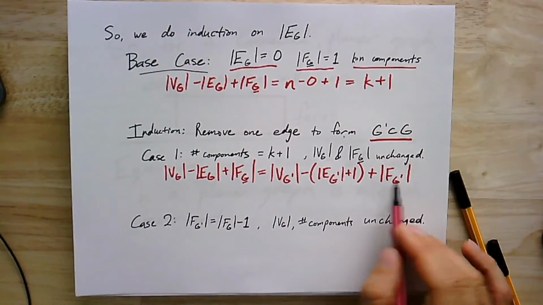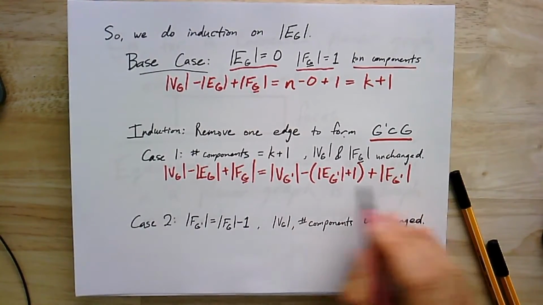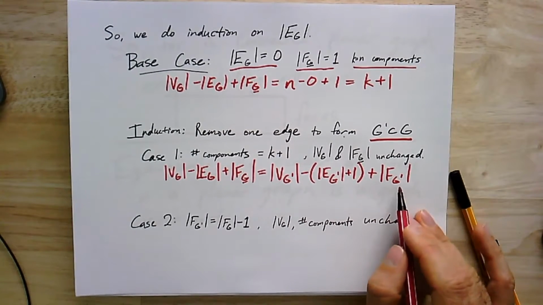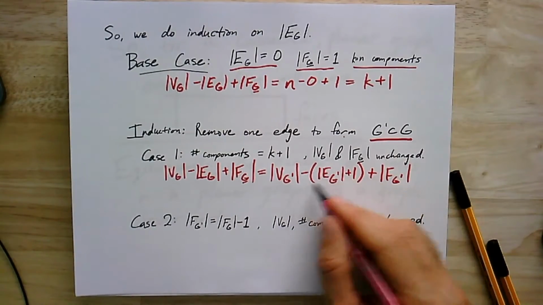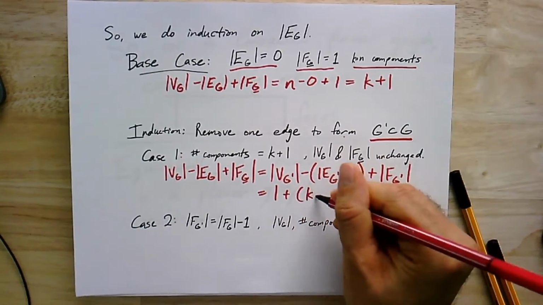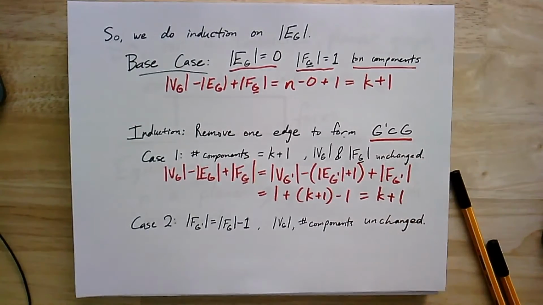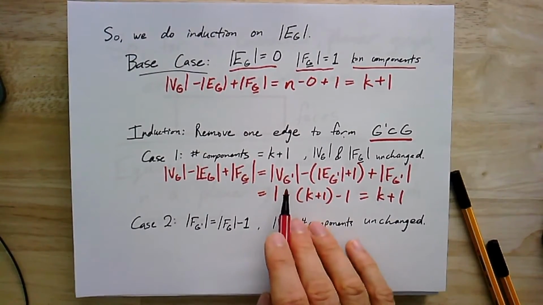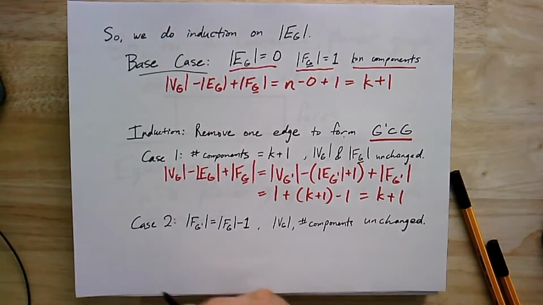Now, we said that these didn't change. So by induction, this graph, which is smaller, the V minus the E plus the F, is exactly 1 plus the number of components, which is k plus 1. And then this is going to be minus that 1. So this is 1 plus the k plus 1 minus 1, which is equal to k plus 1 as desired. Okay, so just working through the arithmetic, you see that in this case it holds. And we're just, again, using induction on this smaller graph G prime, which has fewer edges than G.